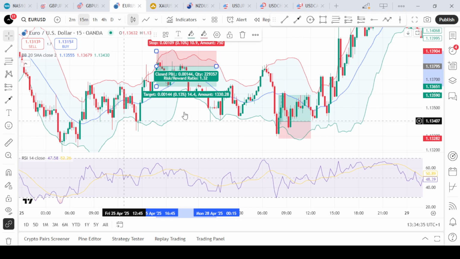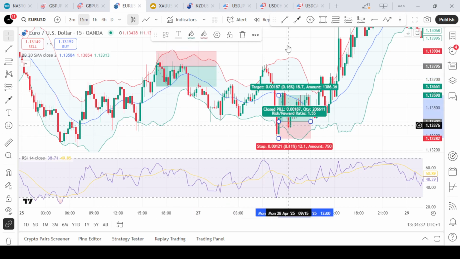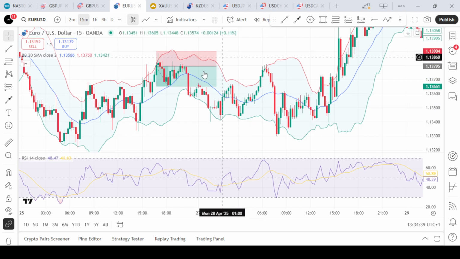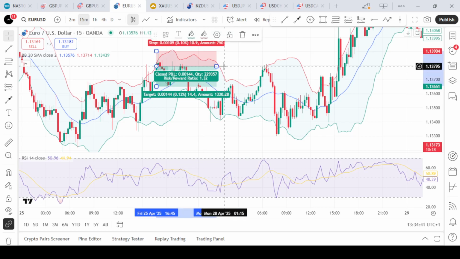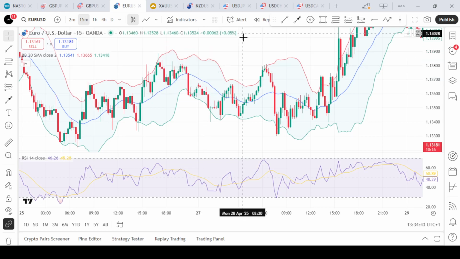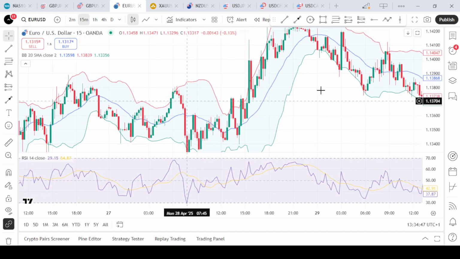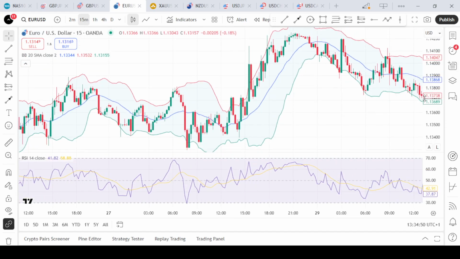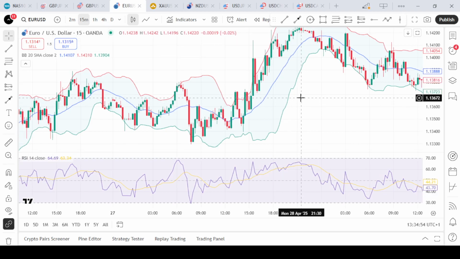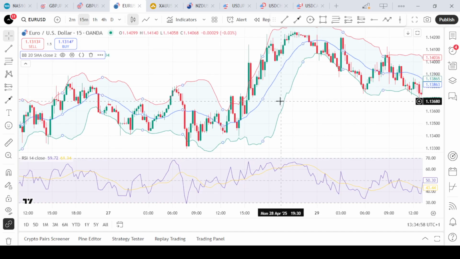Now, the last strategy we can use this Bollinger Band for is the Bollinger Band walk trend strategy. The Bollinger Band walk trend trading strategy. Now, this strategy takes advantage of strong trends where price walks along one of the bands without reversing immediately.